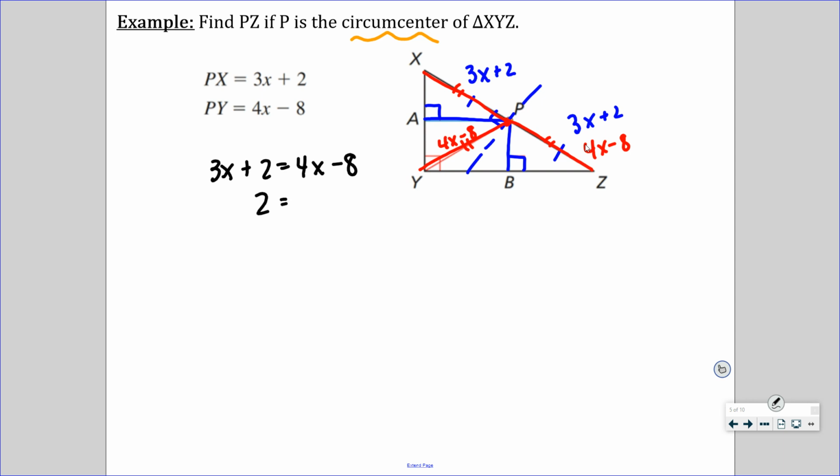Okay, so move over the 3x, add over the 8. We get x to be 10. That's not what they asked me to find. They want me to find this distance. So there's two ways you could find this. You could either plug it into the fact that we know it bisects, or plug it in that it's equidistant from the circumcenter to the vertices. I did this one. Either way, you'll get 32.